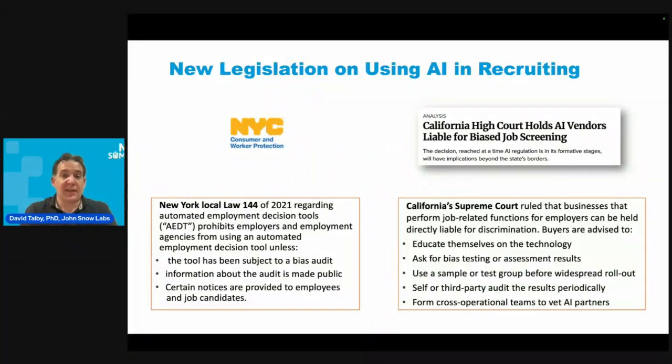Last fall, California Supreme Court decided that they don't need a new law. They can already hold both AI vendors as well as companies who buy those tools liable for biased job screening. Basically it says, look, with existing laws already, you cannot call it new technology and allow it to bias people based on their age, gender, or other things that you're already not allowed to discriminate job candidates for when they apply.